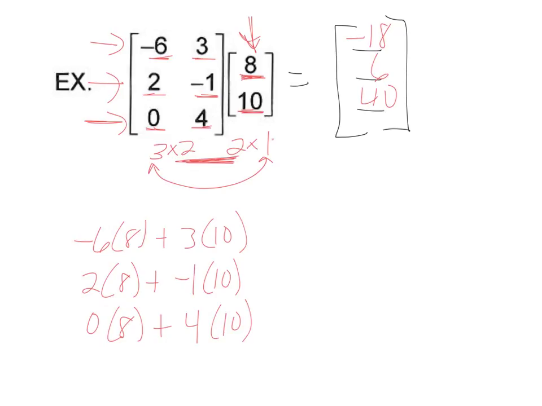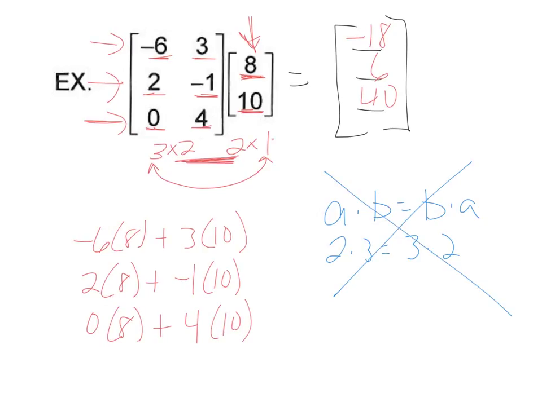Matrix multiplication is not commutative. What I mean by that is the normal commutative property for multiplication says A times B is equal to B times A. It says if you switch the order in multiplication, you'll still come out the same. 2 times 3 is the same as 3 times 2. However, for matrices, it's not true. If you reverse the order, you could get a different answer or even have a problem that's not even possible to multiply. So this commutative property for multiplication does not apply to matrices.